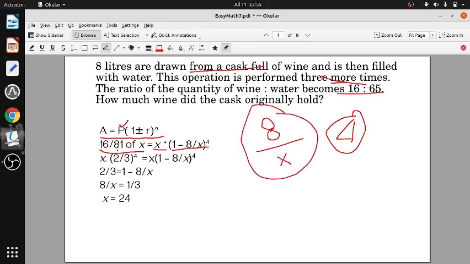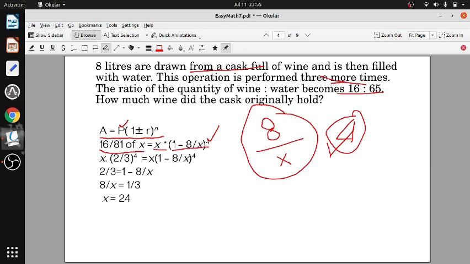So 16 by 81 of X is X, the original quantity, X liters, into 1 minus 8 by X, and power 4 because the operation is being performed 4 times. In compound interest, it is the number of years or number of times the interest is paid. So here it is the number of operations. It is performed 4 times in all, so power 4.